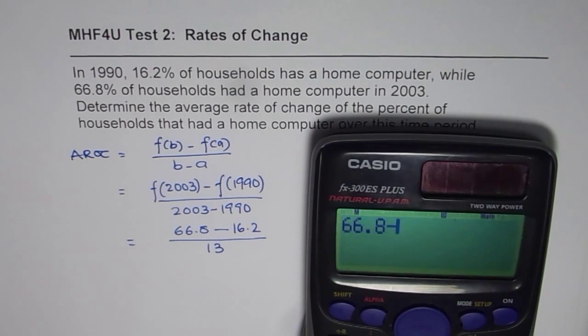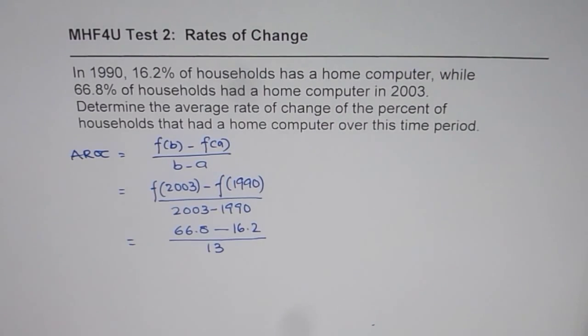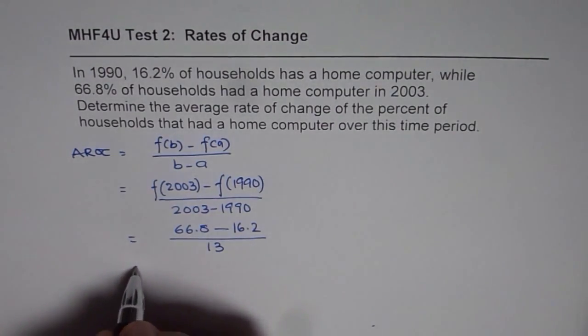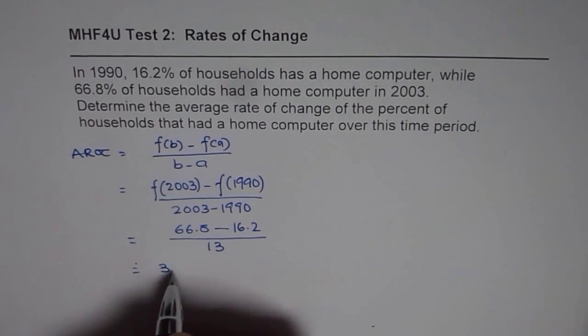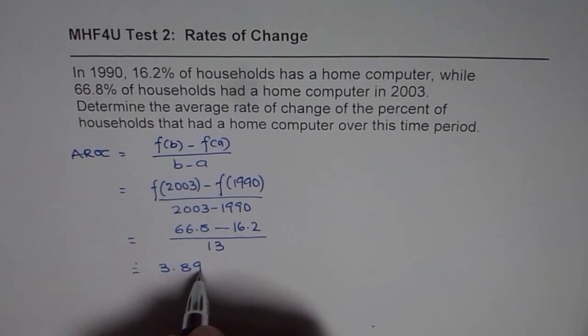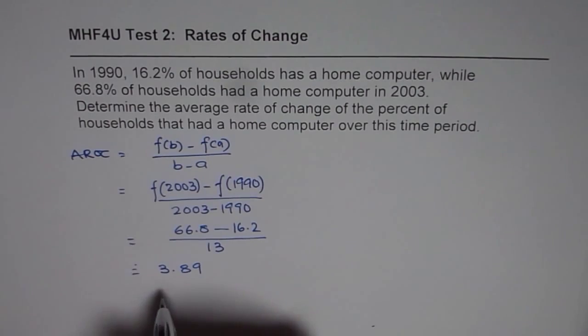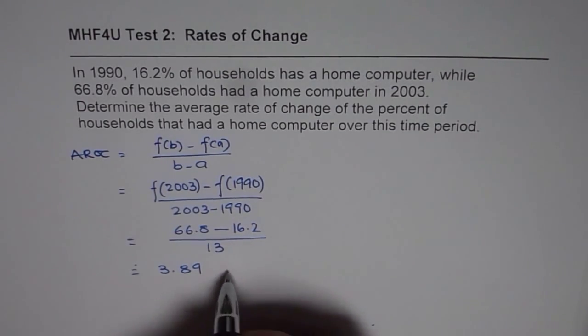66.8 minus 16.2 divided by 13. That gives us 3.89 converted to decimals. So this is approximately, let me write 3.89, and then we can always approximate it to 3.9.